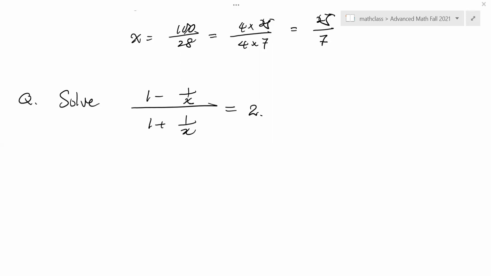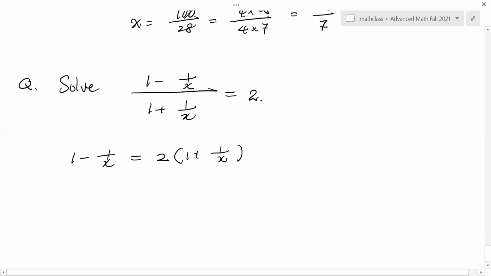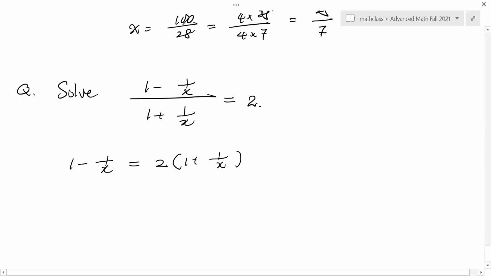Okay. So very first step, I think you move 1 plus 1 over x to the other side. Everybody can see that, right? Then you multiply this out. It's 2 plus 2 over x. And then I think you should get rid of x. Each term is multiplied by x, so you get x minus 1 equals 2x plus 2.